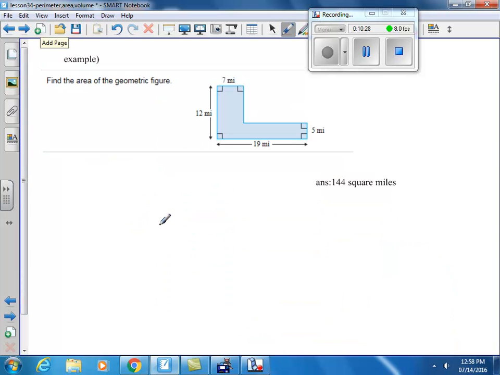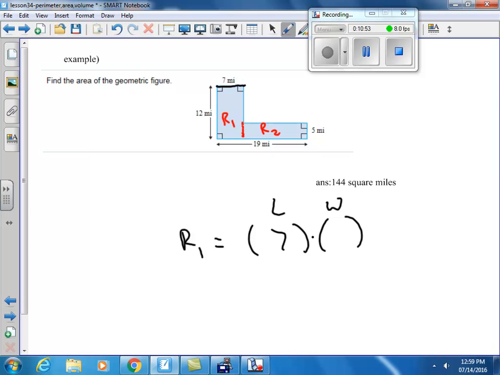Let's find the area of this figure. Now, style-wise, you may want to chop it. What I'm getting at is chop it into rectangle 1 and rectangle 2. Okay, that's what I'm going to do. So, to get the area of rectangle 1, I take its length times its width. Well, its length is 7, and its width is 12.